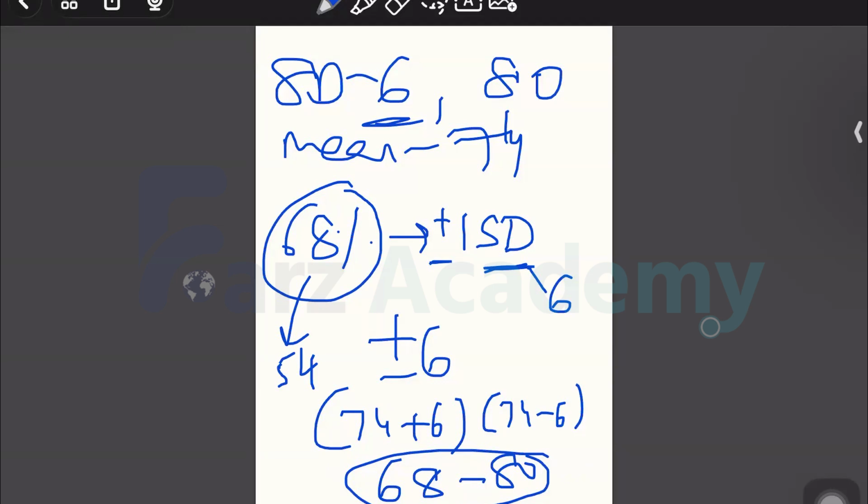68% of 80, roughly you are going to get approximately say 54 patients. So how much are remaining? 26 patients. So the rest 26 patients, how will you divide the rest 26? The rest 26 patients are going to have half of them pressures below 68, half of them pressures above 80.